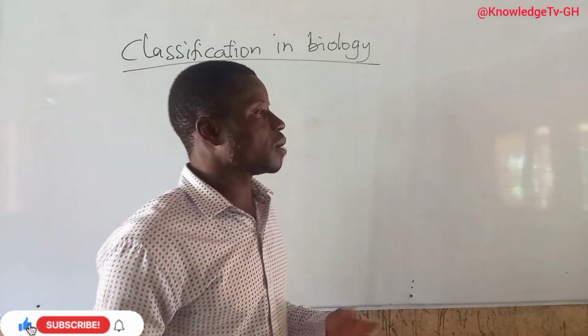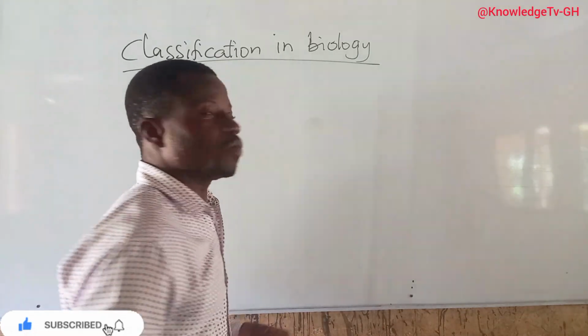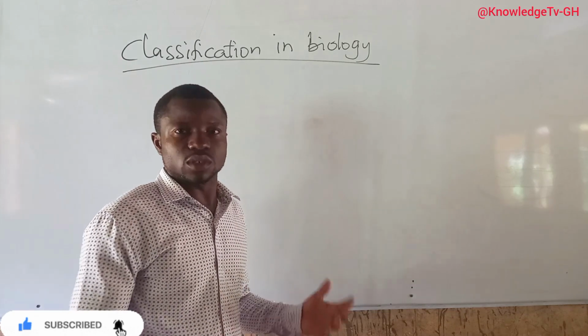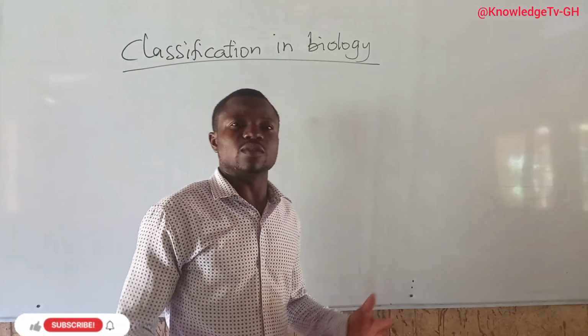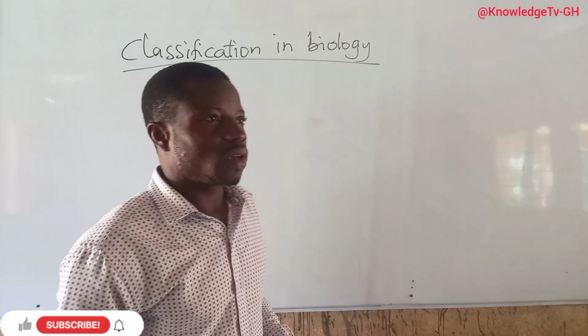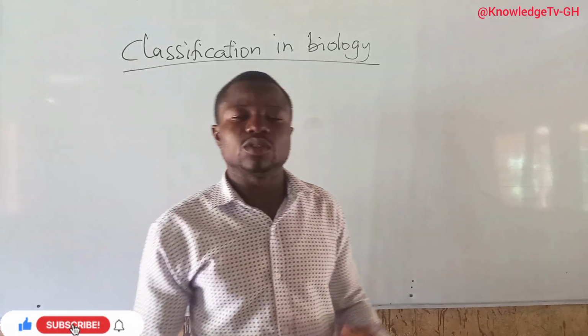Today we are going to learn about classification in biology. Classification in biology simply means putting living things into groups or categories. So first of all, let us take a look at the importance of classifying living things, because all over the world, we need to classify living organisms into their various groups.